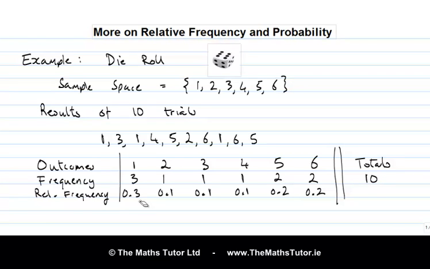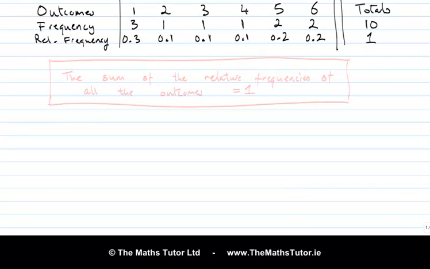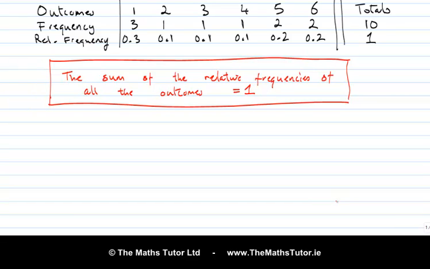That's 10. And to get from the second row to the third row, we just divided by 10. So when we add up the relative frequencies, we should get 1. And we do: 0.3 plus 0.1 plus 0.1 plus 0.1 plus 0.2 plus 0.2 is 1. This is a very important concept. When we add up the relative frequencies of all the outcomes, we get 1. So let's write that down: the sum of the relative frequencies of all the outcomes is 1.